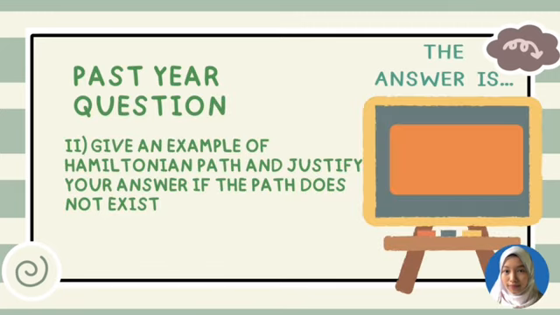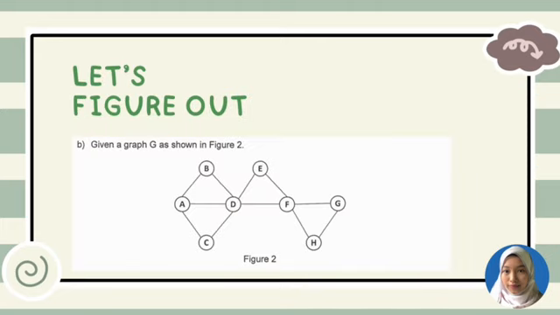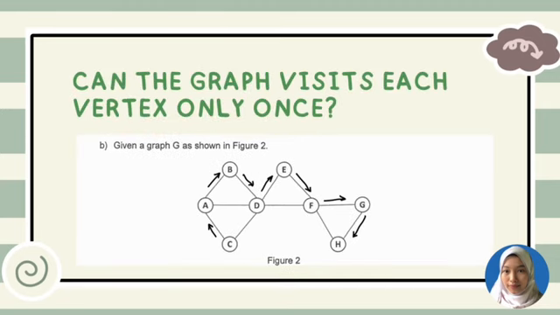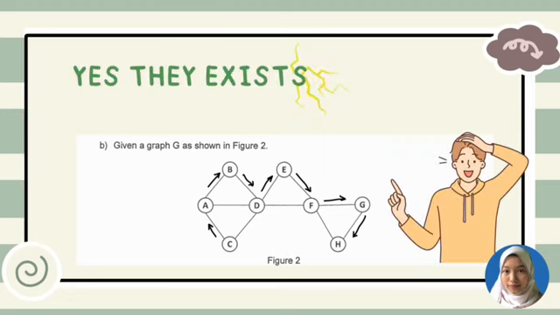Okay, the next question is give an example of Hamiltonian path and justify your answer if the path does not exist. As you know, Hamiltonian path is only allowed to visit each vertex once. Okay, let's figure out if there's a graph that has a Hamiltonian path in it. Can the graph visit each vertex only once? As we see here, yes, it exists since it will go through each vertex only once.